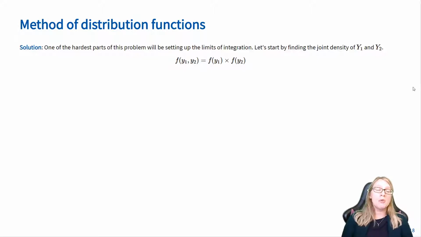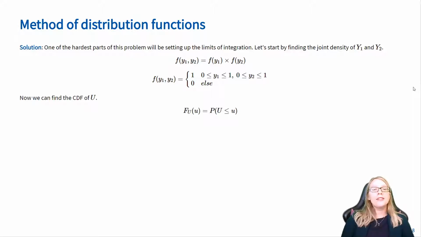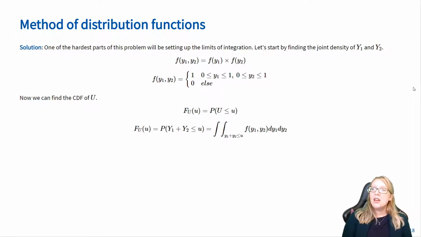Because we're assuming y1 and y2 are independent, we'll take the product of their PDFs. Because these are both uniform random variables from 0 to 1, their PDFs are 1, so we take their product and we get 1 for the joint PDF. So our joint PDF is 1 for y1 between 0 and 1, and y2 between 0 and 1. In order to find the CDF, we need to know what values of u map to values of y1 and y2. So our CDF of u is the probability that y1 plus y2 is less than some value little u.